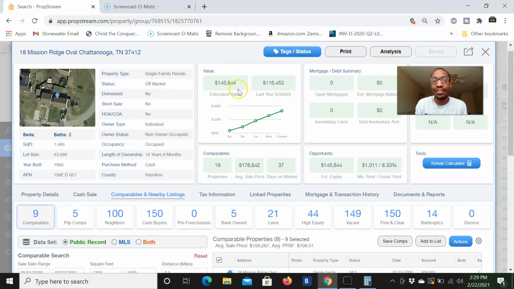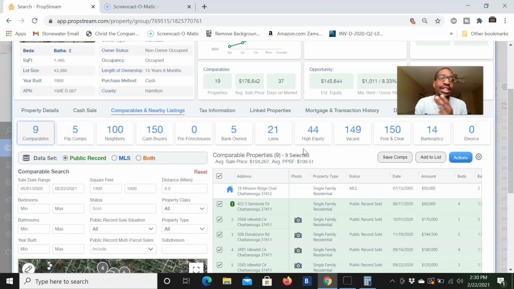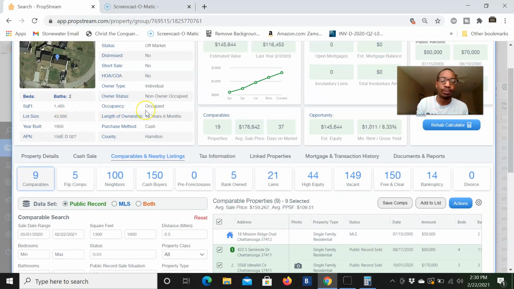So looking at the estimated value Propstream already has for you, looking at the comparables, the average sales price, multiplying the average price per square feet times the square footage, that's one way to find a more accurate version of after repair value. Another thing that I want to touch on is the repair value.